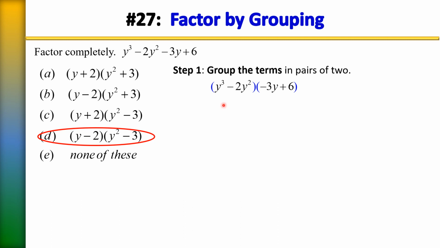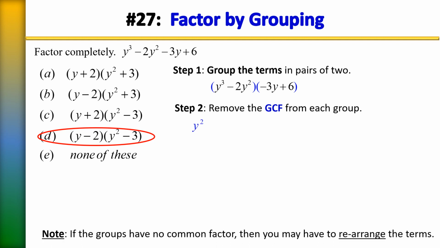So now we're going to look at the first group and say, what is it that these 2 terms share in common? Well, we can see here that the GCF between the 2 of them would be y squared, because you have 2 y's here, and I know I can take 2 y's from the first term because it has 3 y's. So the GCF between those 2 terms would be y squared. So the y squared goes on the outside.